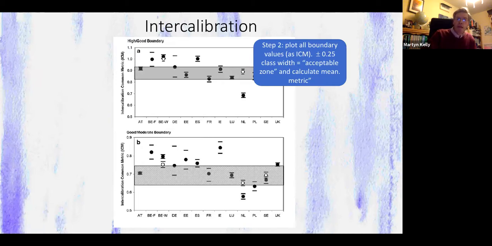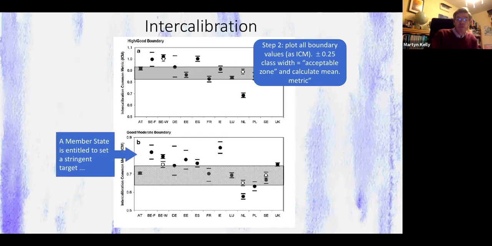So the grey band on these 2 graphs, these are for high good and good moderate respectively. The grey band represents the mean value plus or minus a quarter of a class, a quarter of a status class. And this was referred to as the acceptable zone. It doesn't have a strict quantitative basis, but it's a consensus of what experts from a reasonable number of different biological organism groups thought was a reasonable deviation.